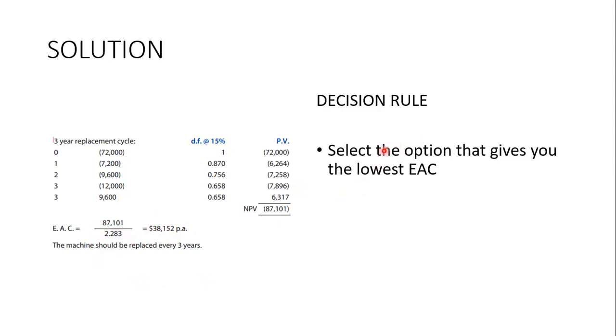Now, this is the decision rule. Whenever you carry out your equivalent annual cost, the decision rule is that you select the option that gives you the lowest equivalent annual cost. That is the lowest cost.